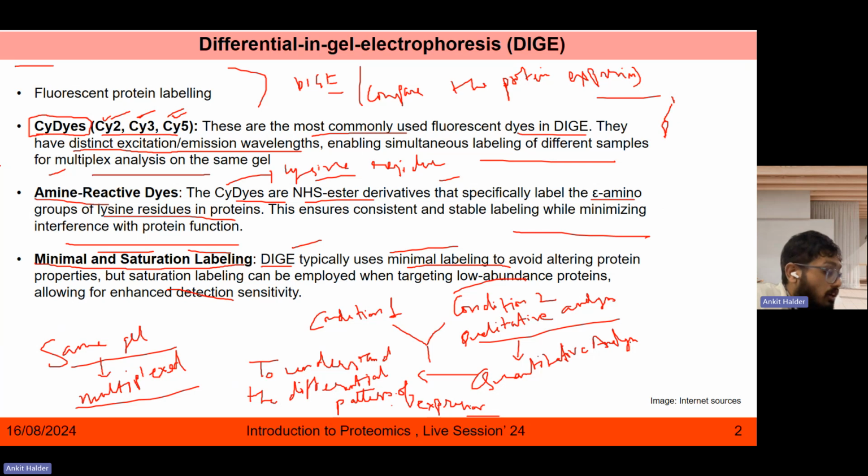If you remember, one of the major disadvantages of 2D gel electrophoresis, what we talked about, was that it was not sensitive enough to get the particular data. So here what we are saying is that if we perform saturation labeling, then low abundance proteins will also be targeted, and it will enhance our detection sensitivity.